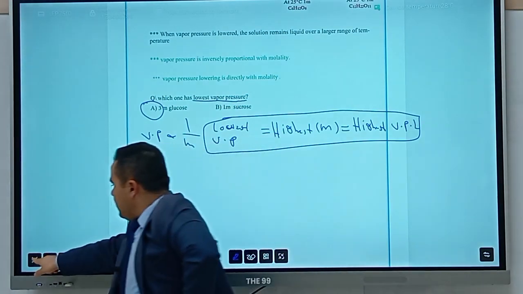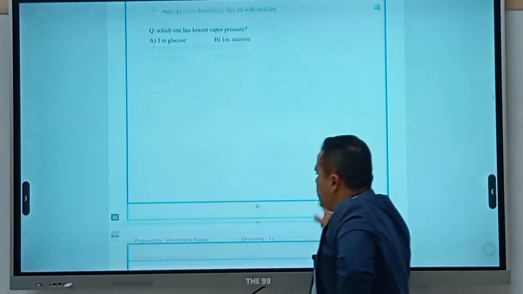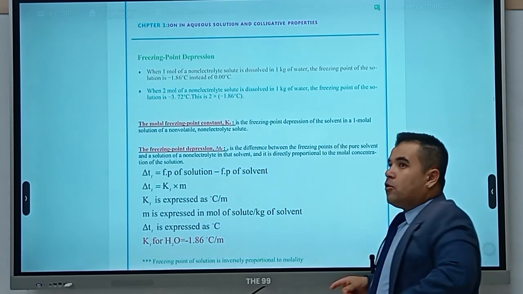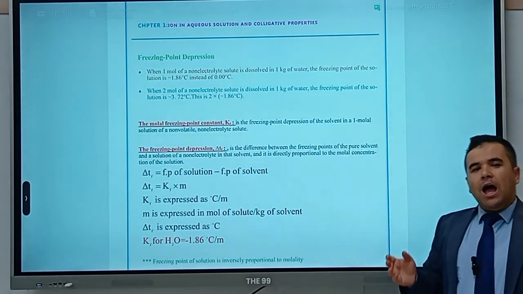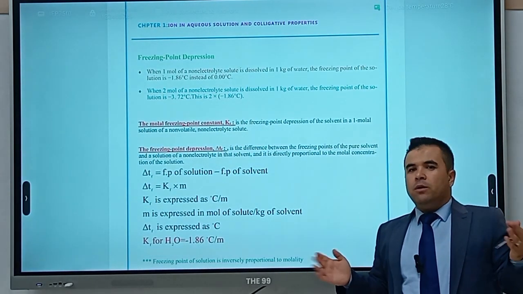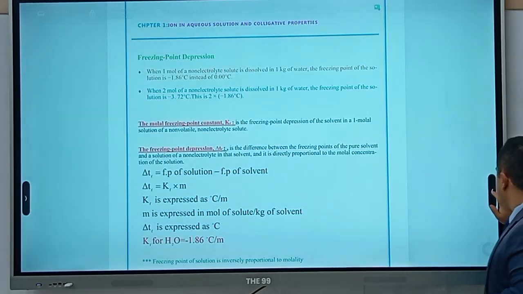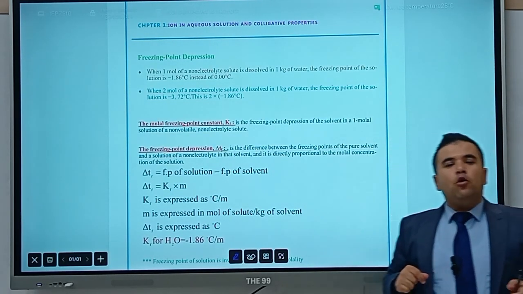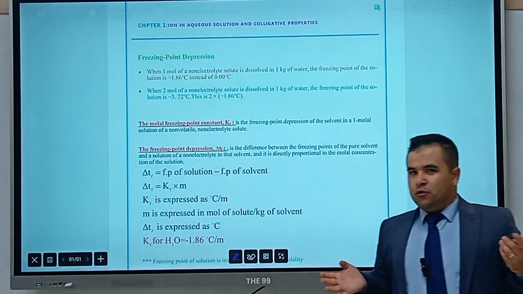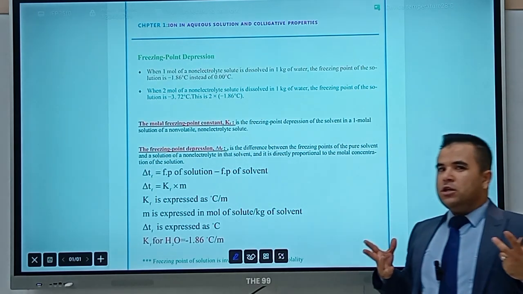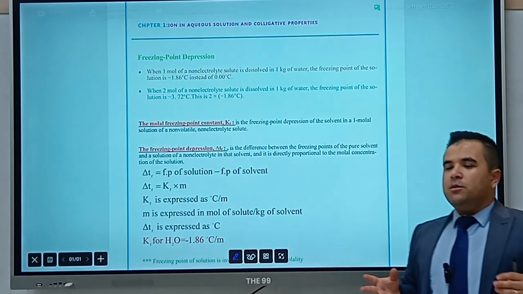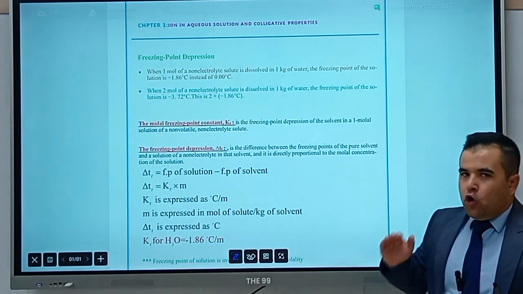This is all about the vapor pressure, guys. We do not have mathematical questions for the vapor pressure. We have them in reality, but in our curriculum, it's not included. The second colligative property is the freezing point depression. By depression, we mean that as we add more solute, the freezing point is depressed more, or lowered more.